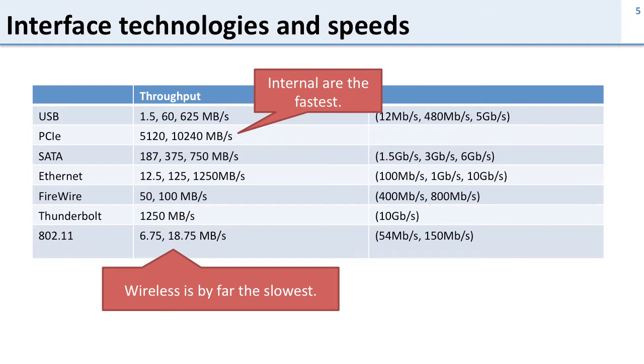You can also notice on the other extent that internal devices are the fastest. So PCIe is inside the machine, and it is far faster than any of these other standards. And the reason for that is it has very short wires because it's inside the computer, so you can make those wires go very quickly.